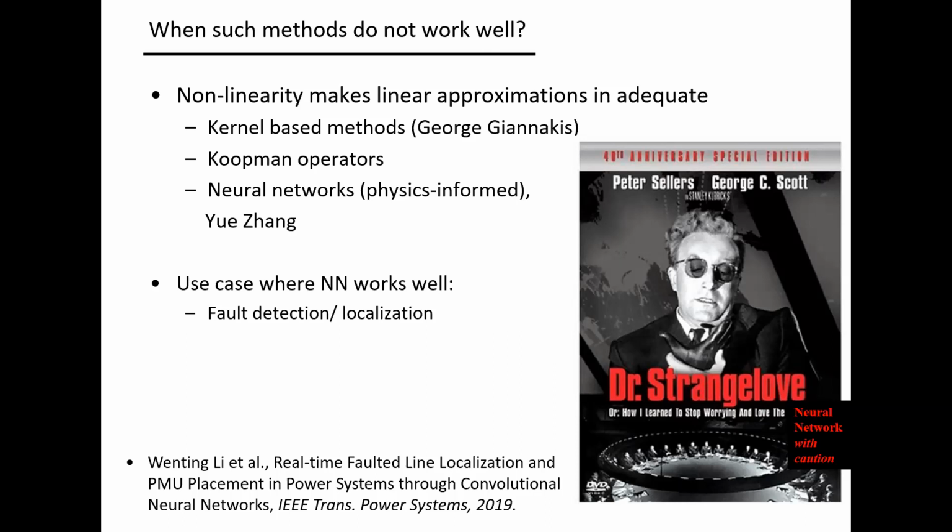Finally, one particular use case where neural networks work well, and this is some work that I have already done, is in fault detection and localization. If the fault is large enough, the kind of changes that you'll see in the system are highly nonlinear. You can see that physics-informed neural networks, where you use, let's say, convolutional neural networks or otherwise, but use some information that you already know about system physics to impose constraints, would lead to better results than, let's say, traditional methods such as support vector machines and so forth. So in the words of Dr. Strangelove, which is one of my favorite movies, what I've done is I've learned to stop worrying about and love the neural networks, but with some caution. Okay, so you have some physics-informed constraints that you put in, and then things seem to work.